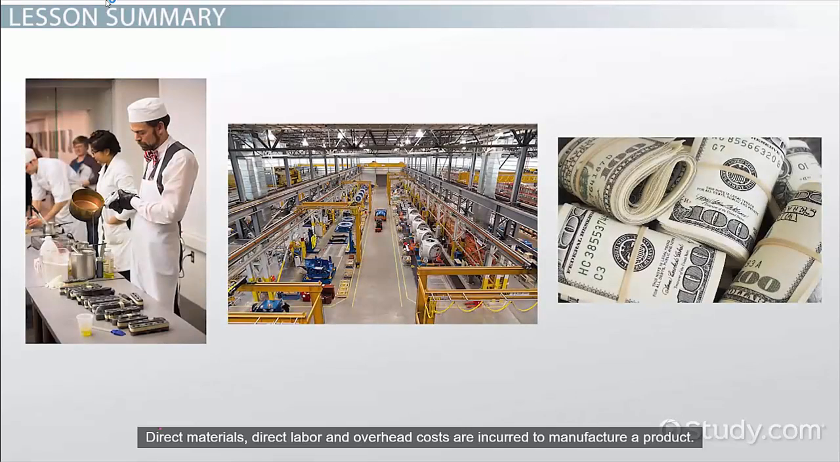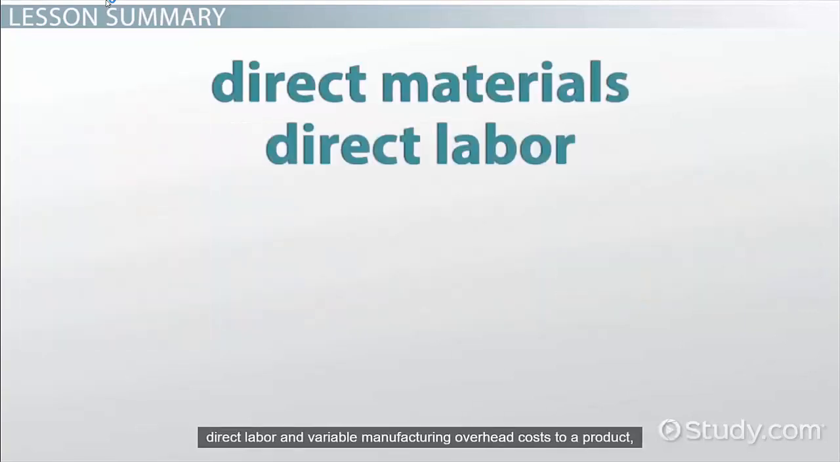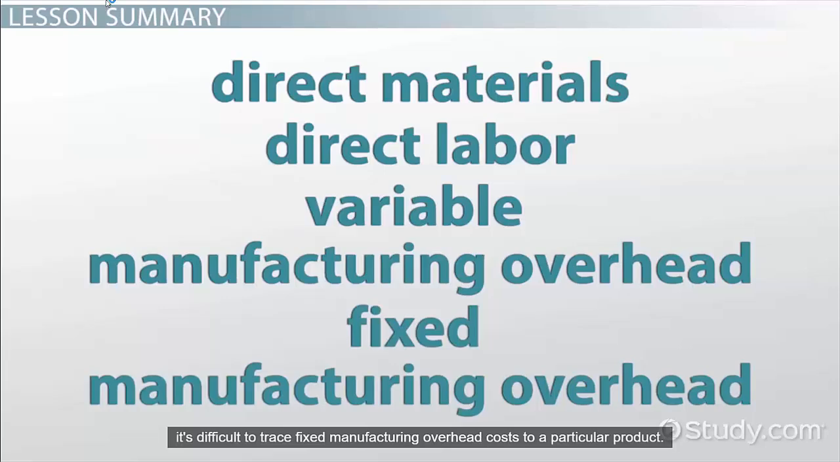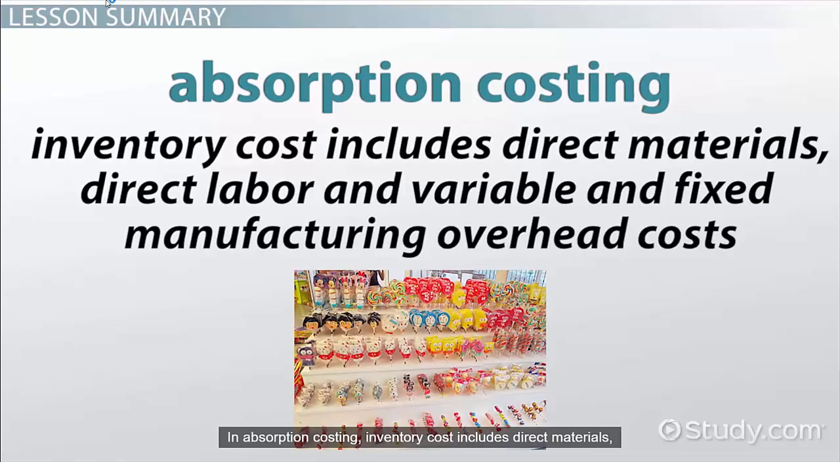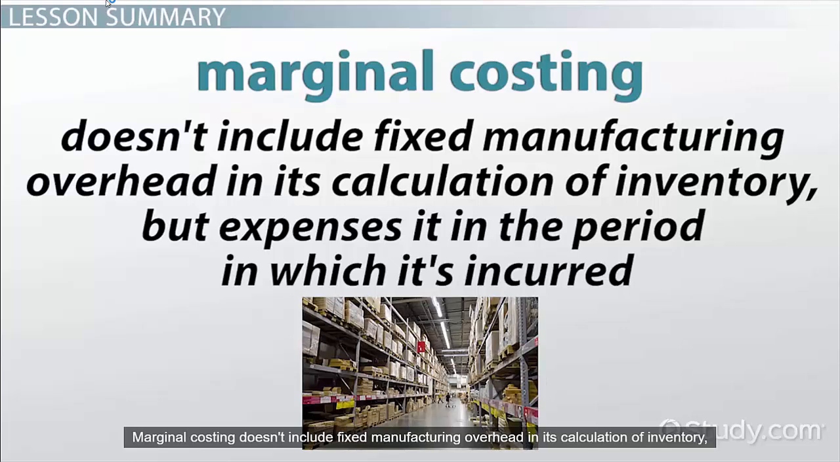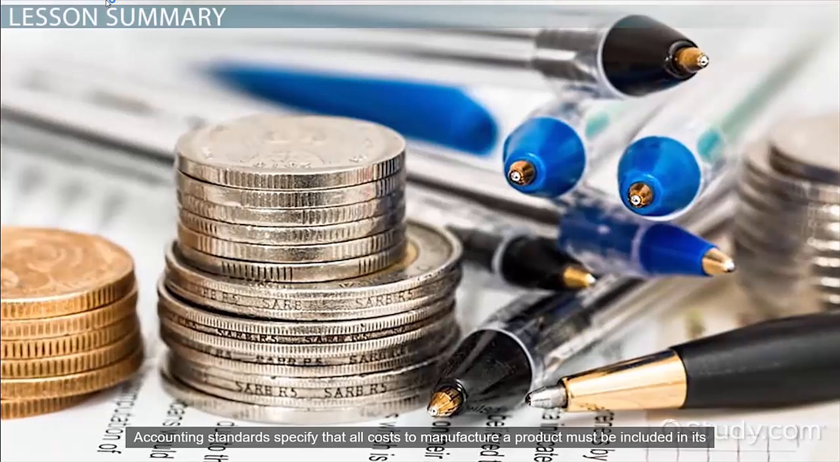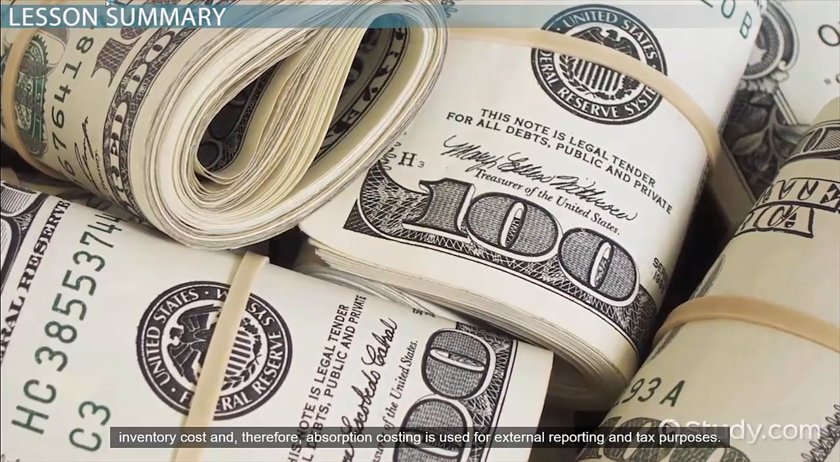Direct materials, direct labor, and overhead costs are incurred to manufacture a product. While it is straightforward to trace direct materials, direct labor, and variable manufacturing overhead costs to a product, it's difficult to trace fixed manufacturing overhead costs to a particular product. In absorption costing, inventory cost includes direct materials, direct labor, and variable and fixed manufacturing overhead costs. Marginal costing doesn't include fixed manufacturing overhead in its calculation of inventory, but expenses it in the period in which it's incurred. Accounting standards specify that all costs to manufacture a product must be included in its inventory cost, and therefore, absorption costing is used for external reporting and tax purposes.